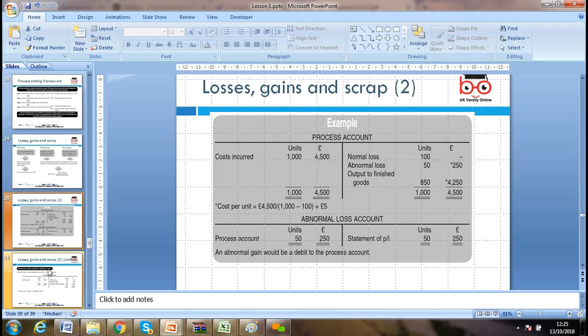4,500, that's the total cost, for 1,000 units minus your 100 units, which is a normal loss. So we can say now 900 units, and the cost is £5 each. For the abnormal loss, we have 50 units we process, and we can only gain £250 on it. So £250 goes into profit and loss.